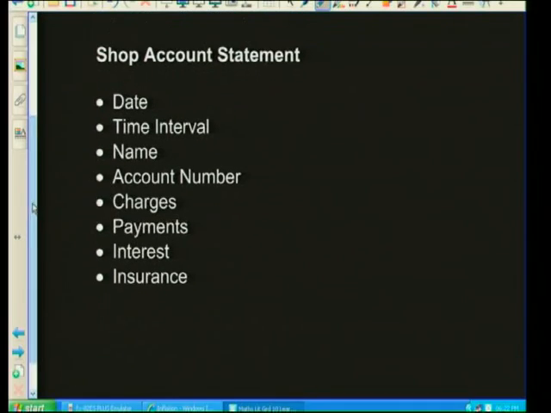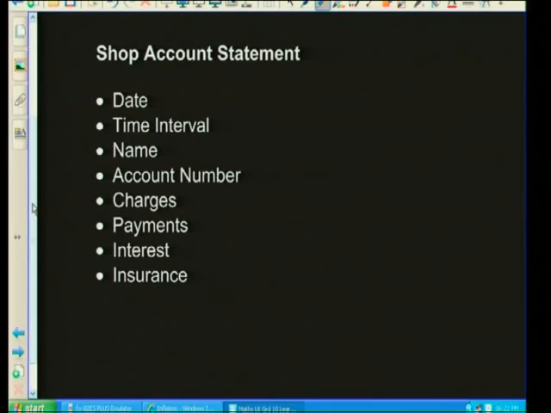First of all, when we get an account from the shop, there are going to be certain things on that account statement. There's going to be the date, just like our bank account. There's also going to be a time interval, again, just like our bank account. So it's going to say this account is dated the 10th of February. The time interval is everything that you did on your account from the 1st of January to the 31st of January.